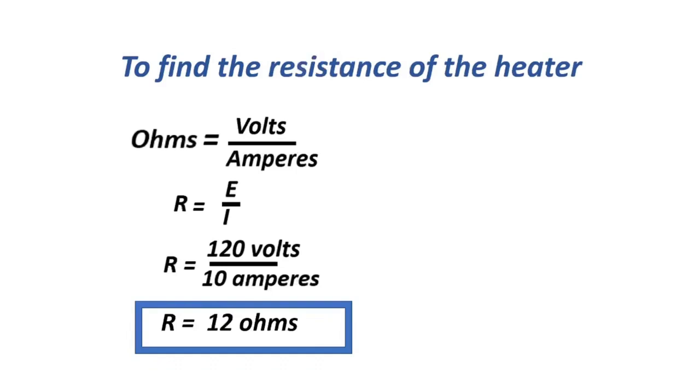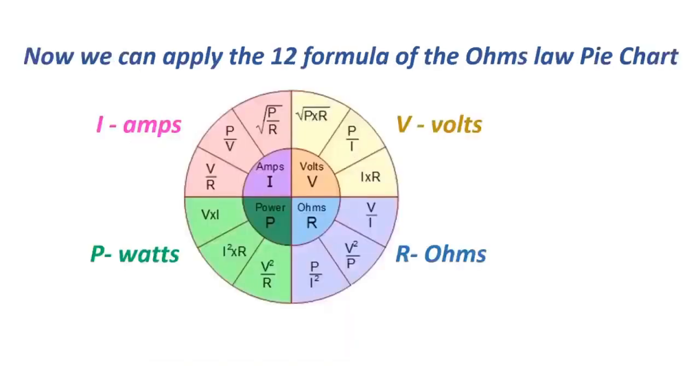And to find the resistance of the heater, ohms equals voltage over amperes, or R equals E over I, equals 120 volts over 10 amperes. Our resistance is 12 ohms. Now let's proceed to the next part of our discussion, the Ohm's law pie chart. Now we can apply the 12 formulas of the Ohm's law pie chart.